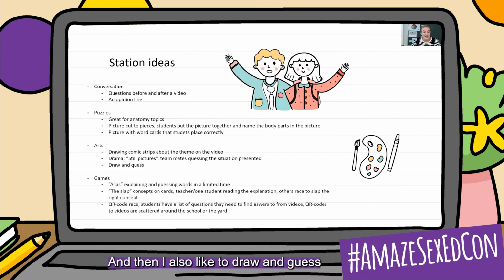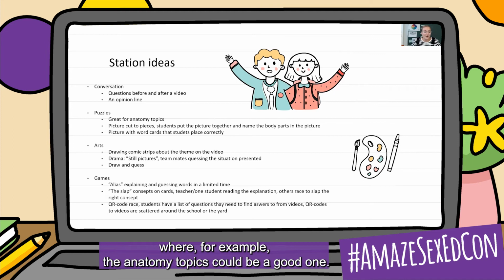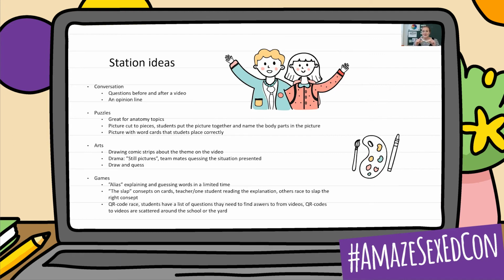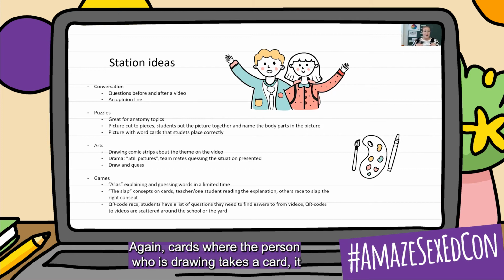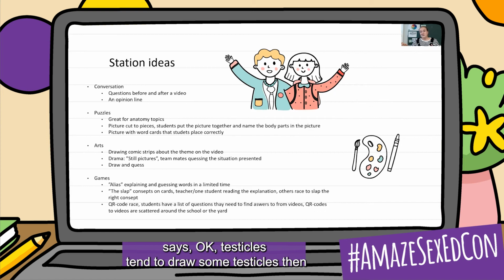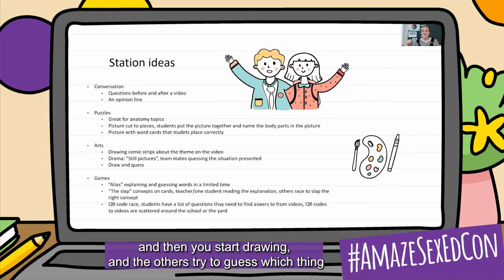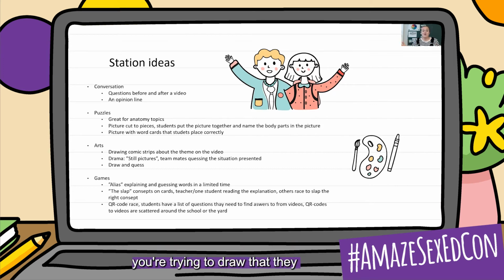And then I also like to use draw and guess, where, for example, the anatomy topics could be good ones. Again, cards where the person who's drawing takes a card. It says, okay, testicles, time to draw some testicles then. And then you start drawing, and the others try to guess which thing you're trying to draw that they have seen on the videos.